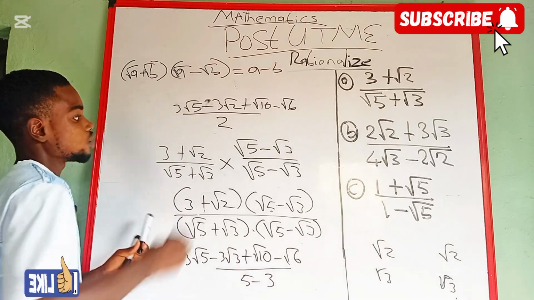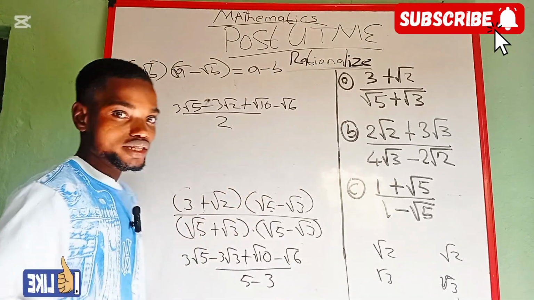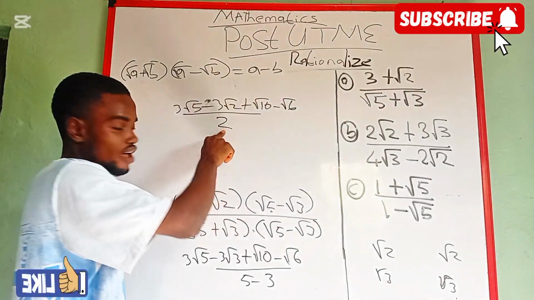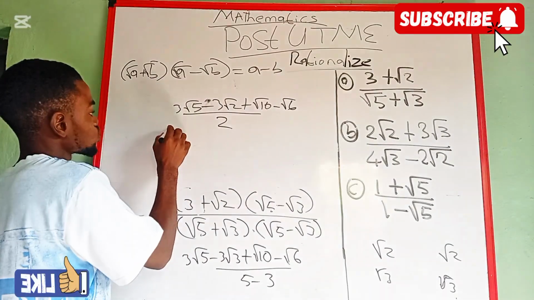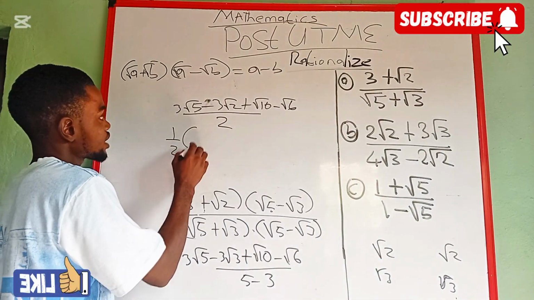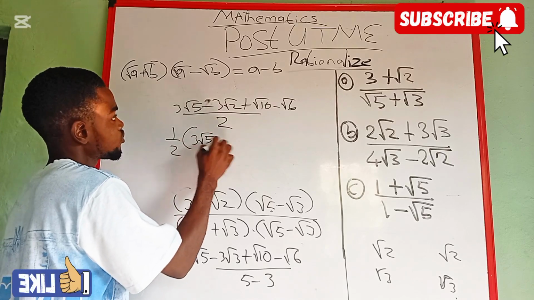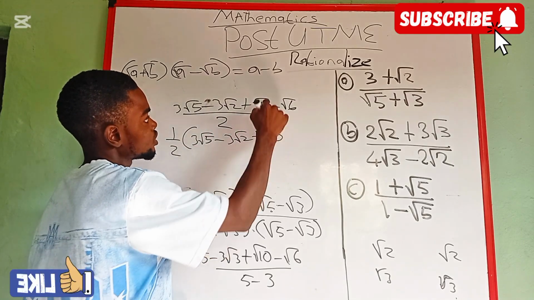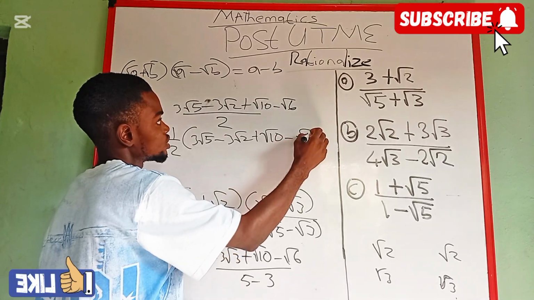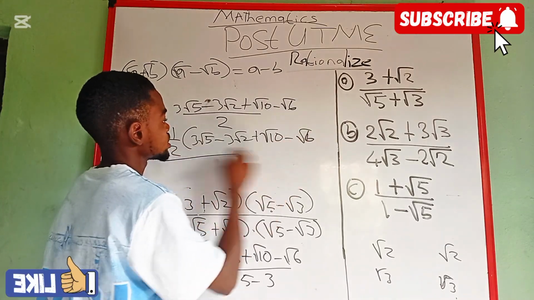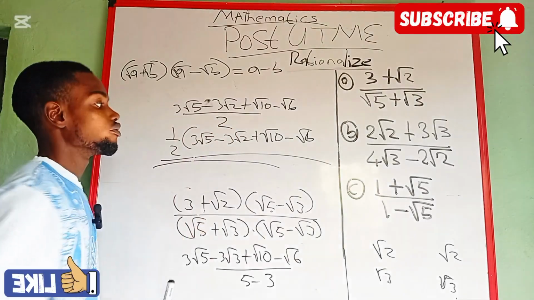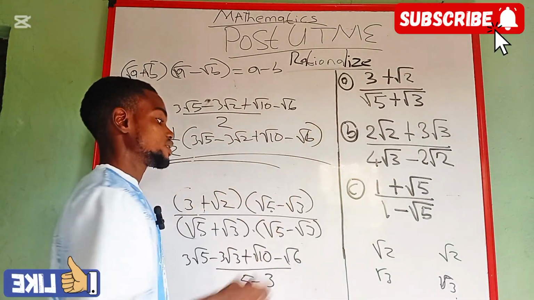All right, so this is what we got, but then this is not our final answer. Now, if you look closely, half of this means all of this divided by 2. We can write it as 1 over 2 bracket root 3 root 5 minus 3 root 3 plus root 10 minus root 6. This is our final answer. You can see it's the same thing, just like I made this to become half. So you see how we work it out here.